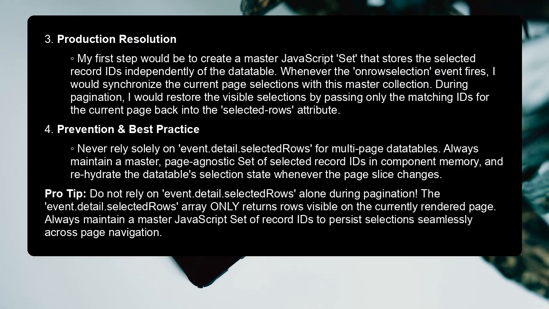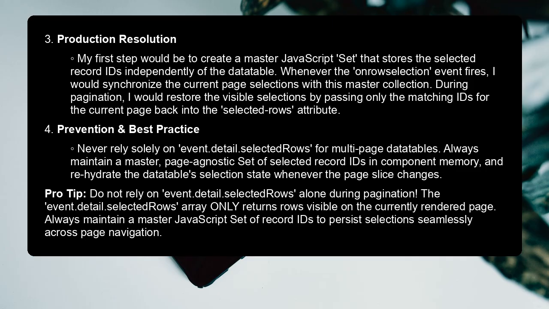3. Production resolution. My first step would be to create a master JavaScript set that stores the selected record IDs independently of the data table. Whenever the onrowselection event fires, I would synchronize the current page selections with this master collection. During pagination, I would restore the visible selections by passing only the matching IDs for the current page back into the selectedRows attribute.